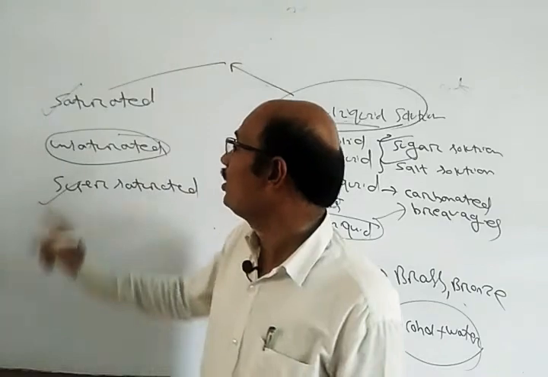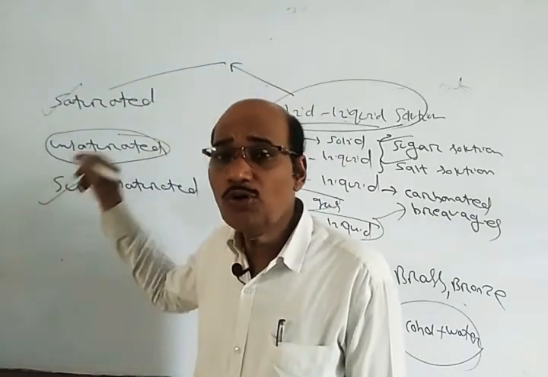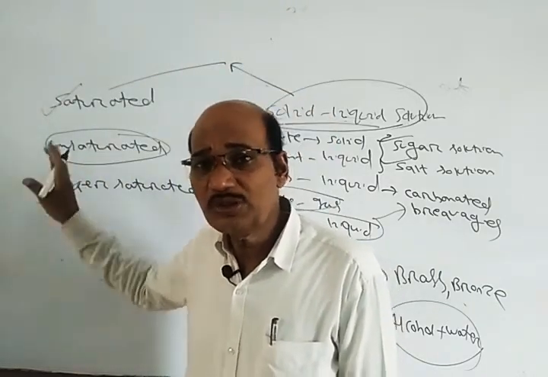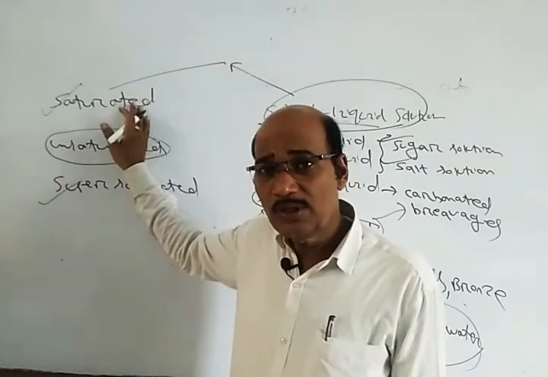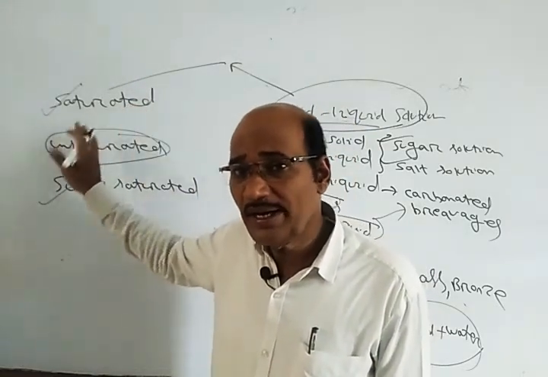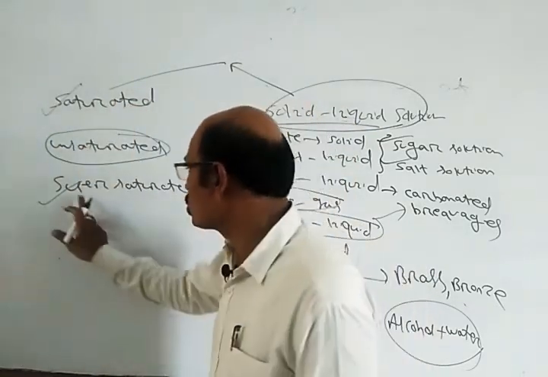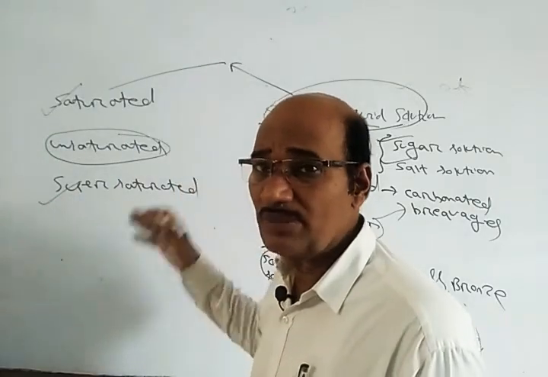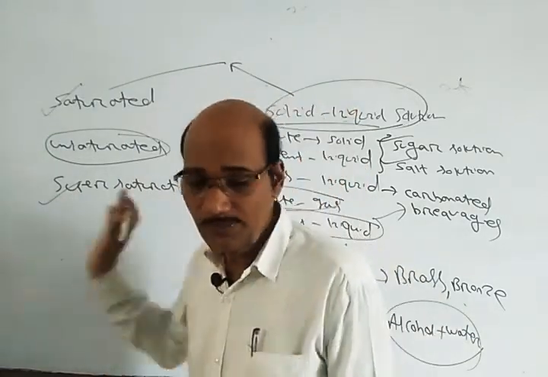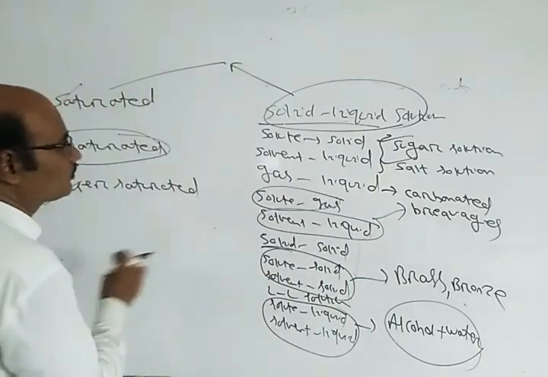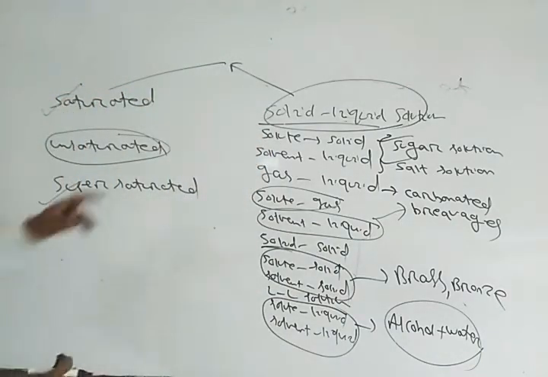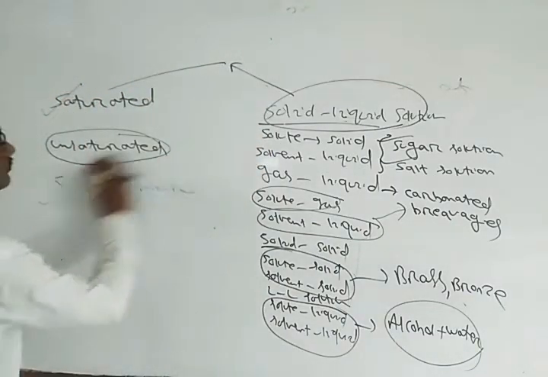Okay. So unsaturated, more solute can be added at room temperature. Saturated, no more solute can be added at room temperature. Super saturated, no more solute can be added even after heating. Okay. So these are the different kinds of solid liquid solutions.